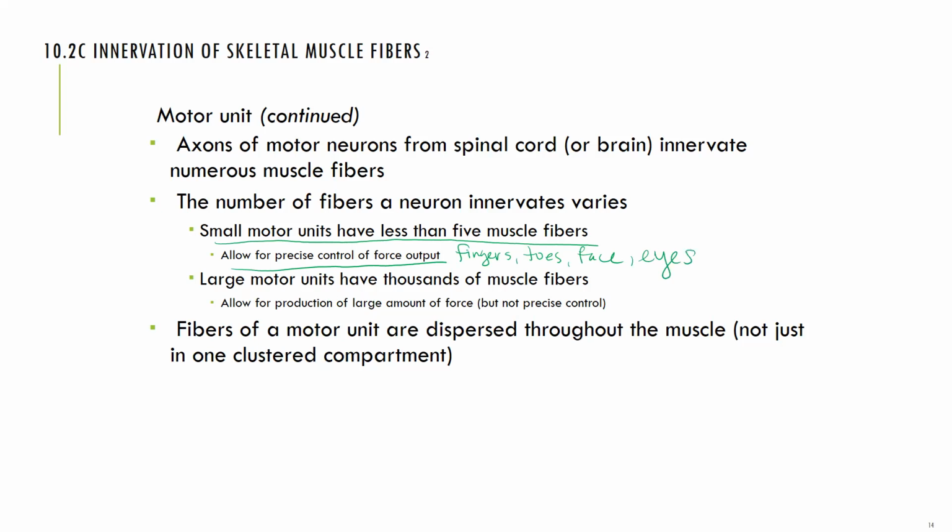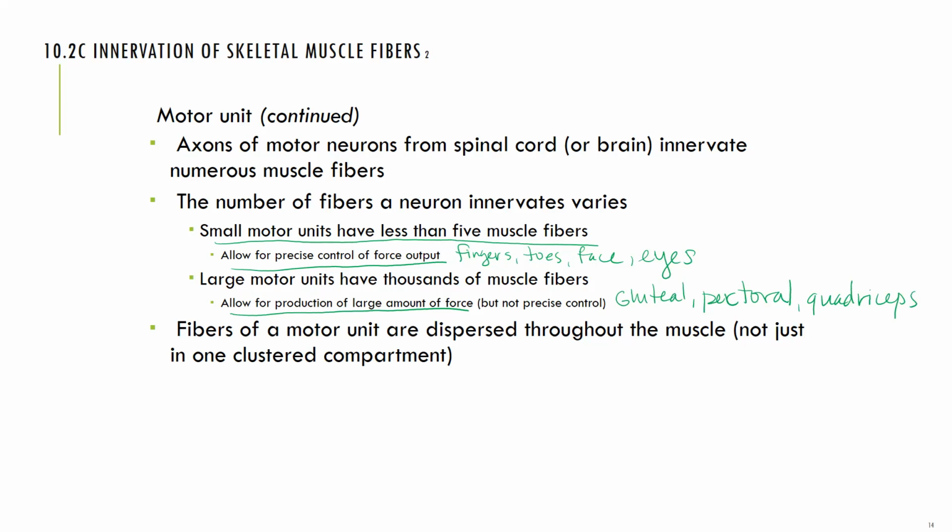Large motor units, though, have thousands of muscle fibers and allow for production of a large amount of force, but not precise control. Some of our muscles that have large motor units in them would be the gluteal muscles, the pectoral muscles, the quadriceps. Those muscles, we don't need to move things very delicately. We just need to create a tremendous amount of force.